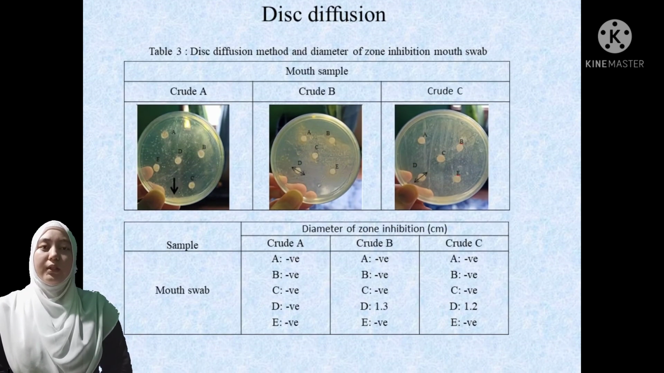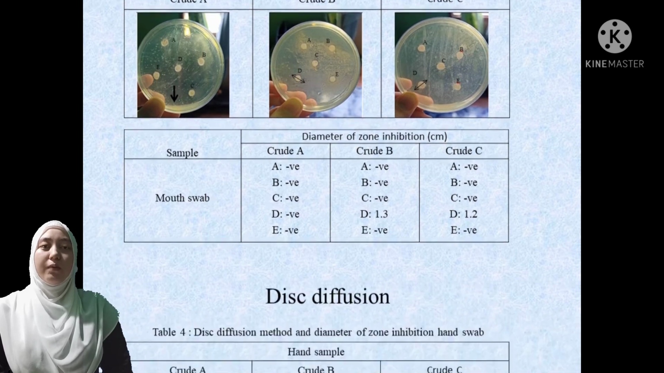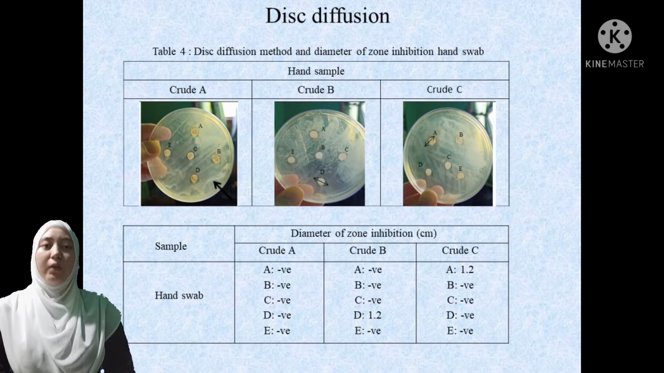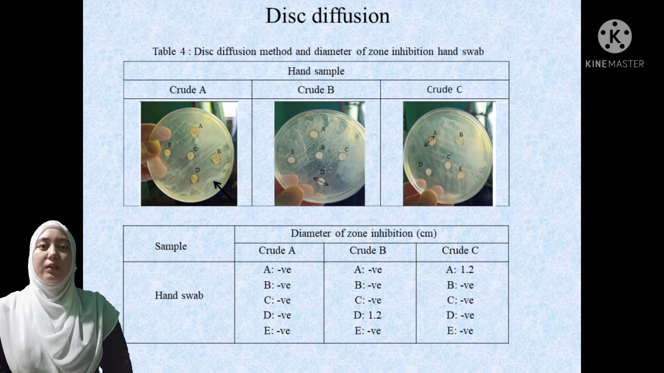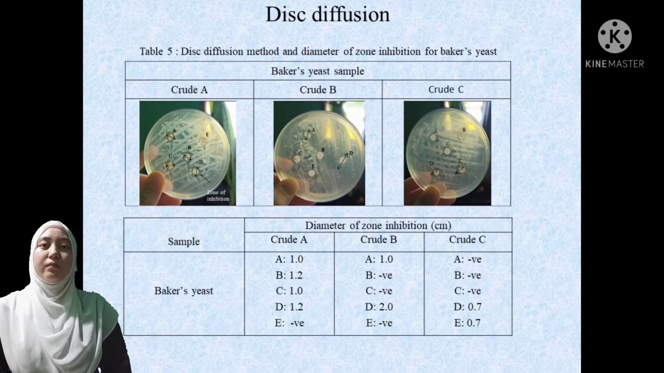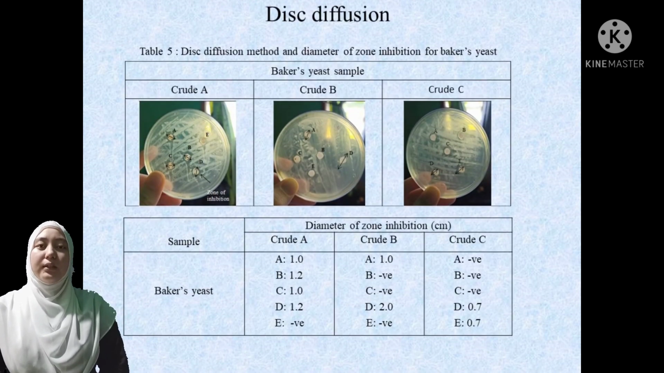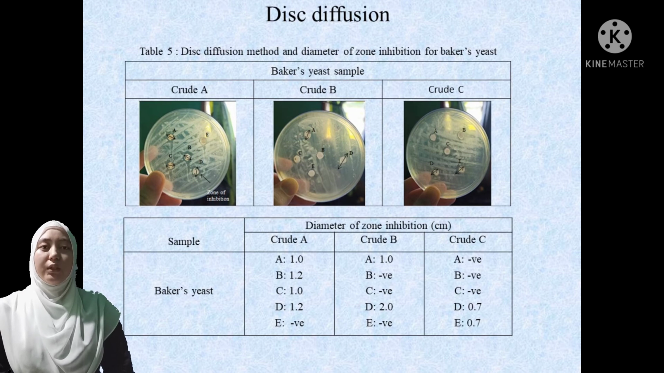In this research project, some plates do not have zone of inhibition. This may be due to the inability of the compound in the extract to perform antimicrobial activity, or the compound in the extract is insufficient to perform antimicrobial activity. It can be seen on table 3 and 4. Lastly, Becker's yeast. The crude extract shows clear zone of inhibition as can be seen on table 5.